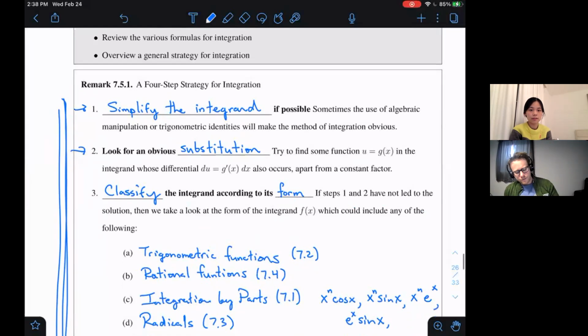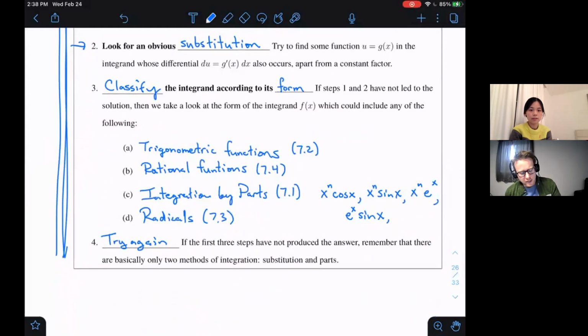And then finally, where the meat of this is, try to classify what kind of integrand you have. If you have a set of trigonometric functions, you're probably thinking about 7.2, how to integrate powers of trig functions. If you have rational functions, polynomials divided by polynomials, you're probably thinking about 7.4, partial fractions.